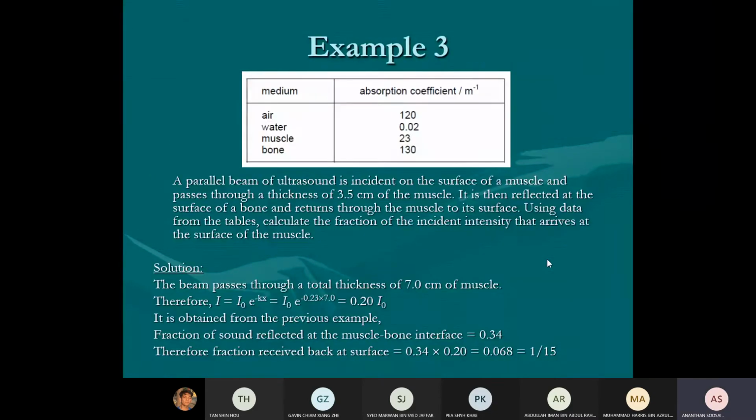Okay, so I proceed. Now one example. A parallel beam of ultrasound is incident on the surface of the muscle and passes through a thickness of 3.5 centimeters of the muscle. It is then reflected at the surface of the bone and returns through the muscle to its surface. Using data from the table, calculate the fraction of incident intensity that arrives back at the surface of the muscle. Okay, what they are trying to say: down here is bone, up is muscle.